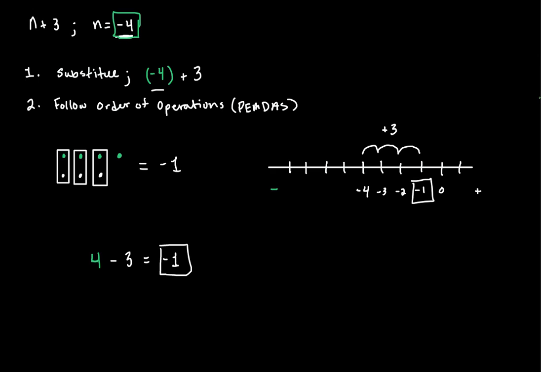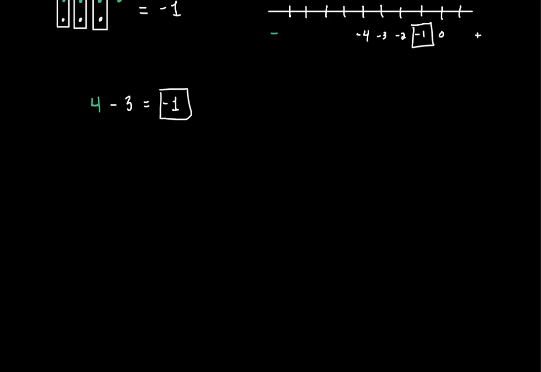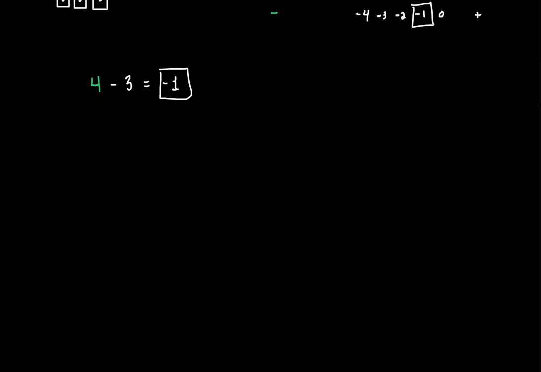Let's see if we can try one that's a little bit different. Let's say we started out with 8m plus 3n, and let's assume that m is equal to -5, so m is right there, and n is equal to +2.